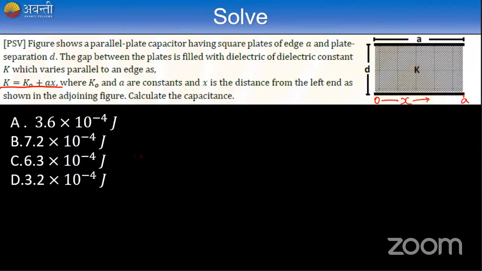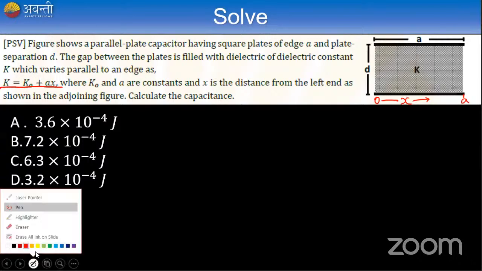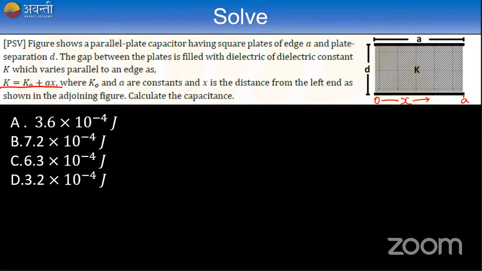How can I approach? How can I calculate my capacitance? So what is the expression for capacitance, guys? What is the expression for capacitance I would get for a parallel plate capacitor? Say these two are the parallel plates of my capacitor. So my capacitance C is epsilon naught A by D.